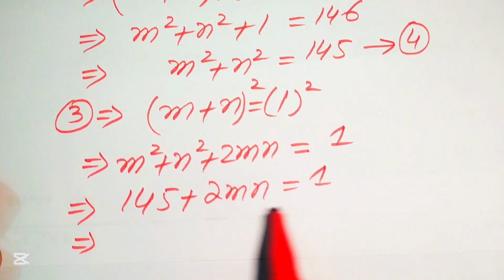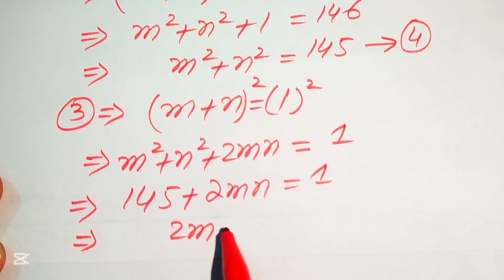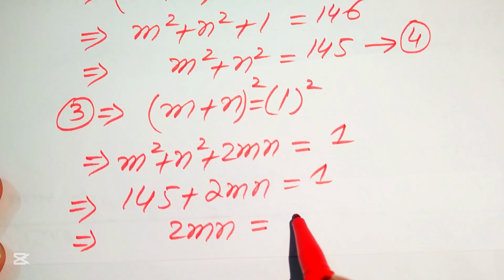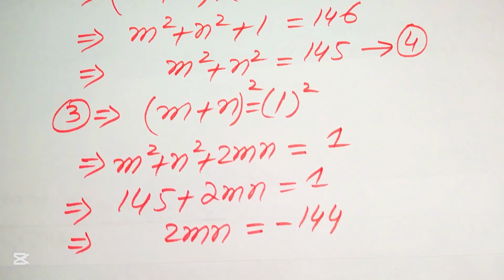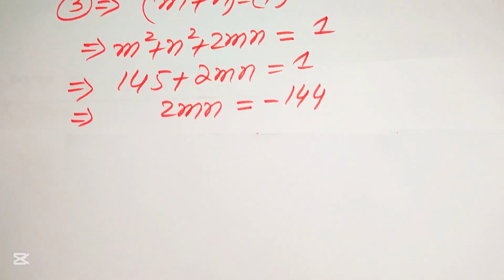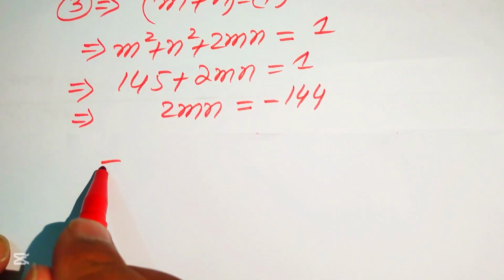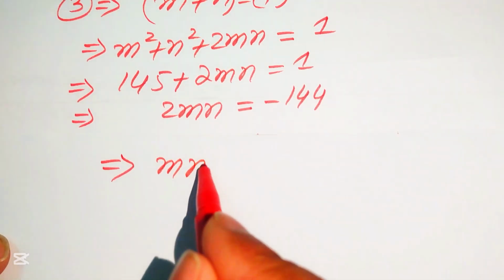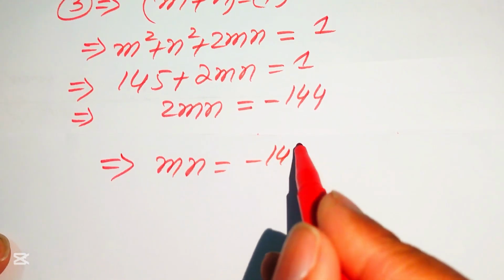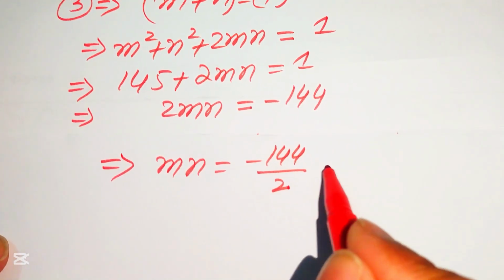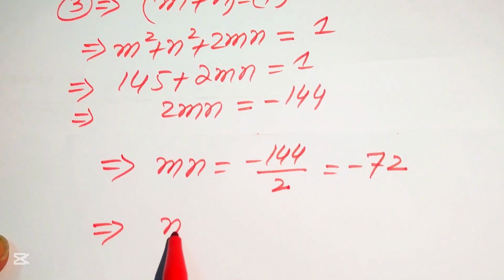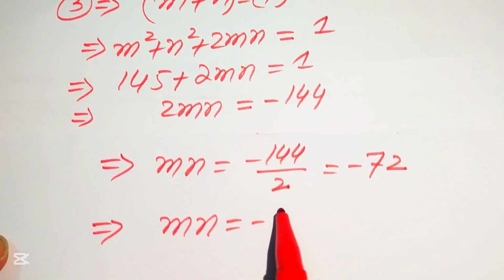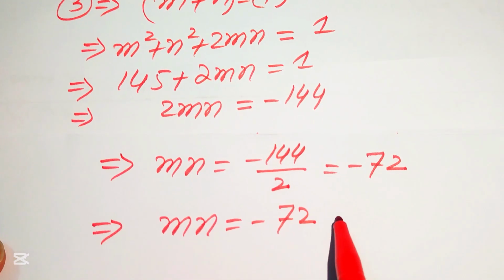And here we move 145 to the right hand side. It will be written as 2 times m n equals to minus 144. And now in the next step we move this 2 to the right hand side. It will be written as m n equals to minus 144 divided by 2, which equals minus 72. So we have the value of m n equals to minus 72.